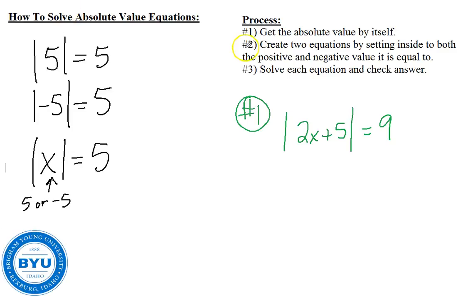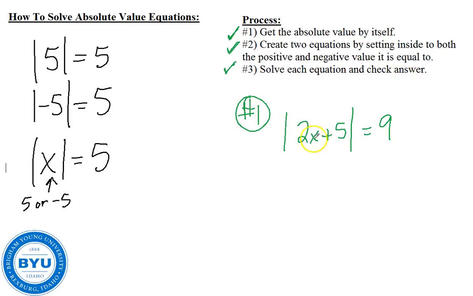There is a three-step process. Step number one, you got to get the absolute value by itself. Step number two, you're then going to set the inside of the absolute value equal to both the positive and the negative value it is equal to. We'll show you what I mean here in a second. And then step number three, we'll solve and check the answer. So let's do this one here, number one.